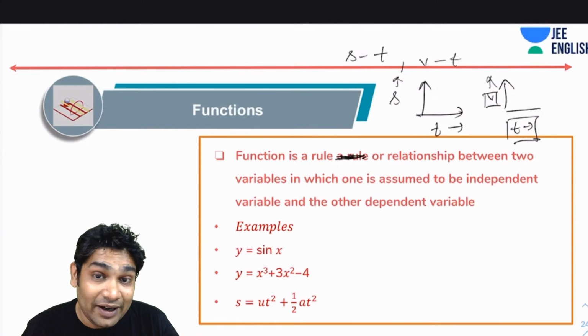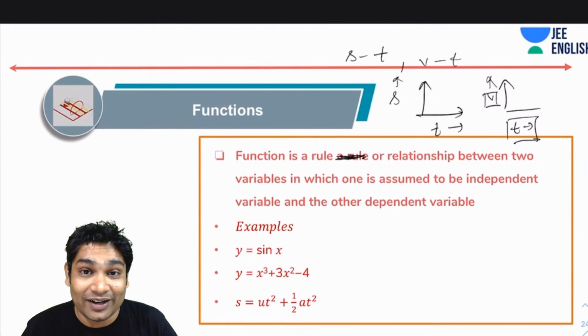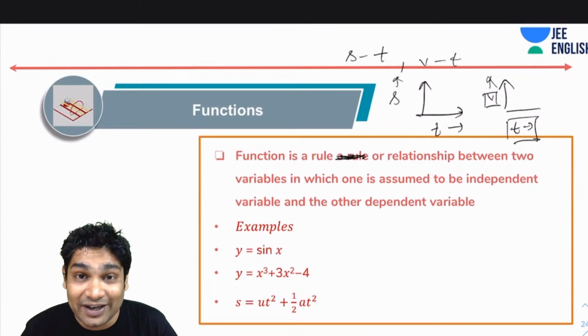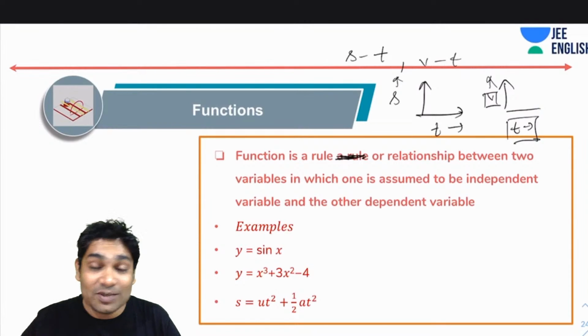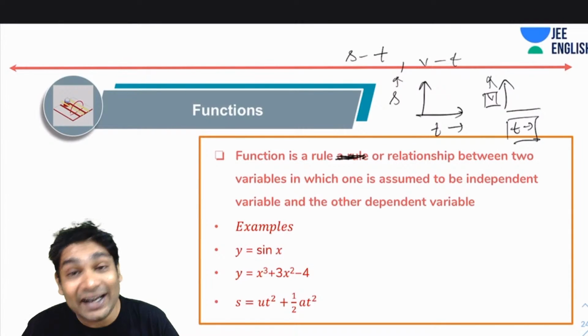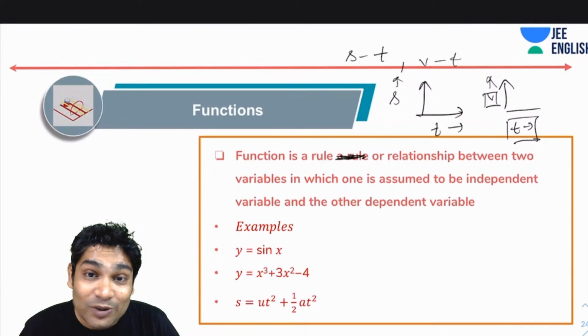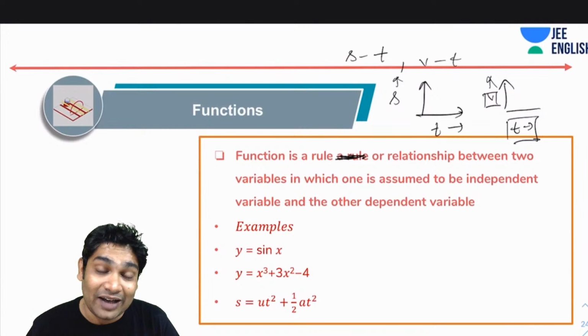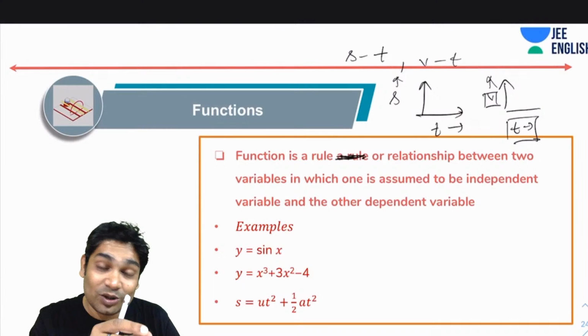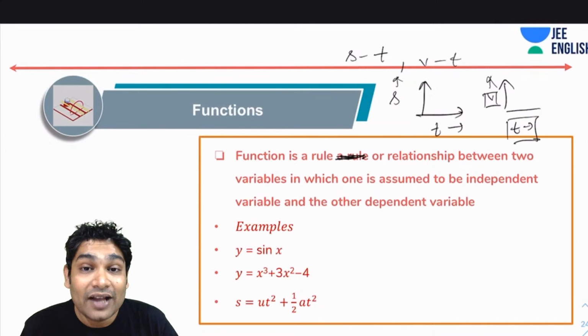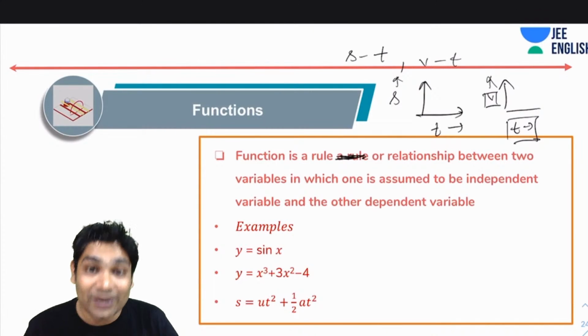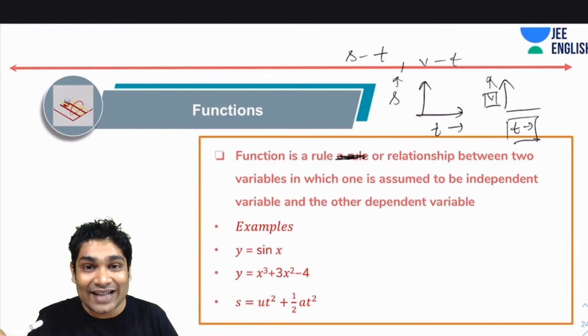Now time is independent. Time will just move on, right? Irrespective of your displacement, irrespective of your velocity, time is moving on its own. So time is an independent variable. And your position and velocities will depend on time. They will depend on what time it is. So they are called dependent variables. In making a graph, you always put an independent variable along the x-axis and dependent variable along the y-axis.